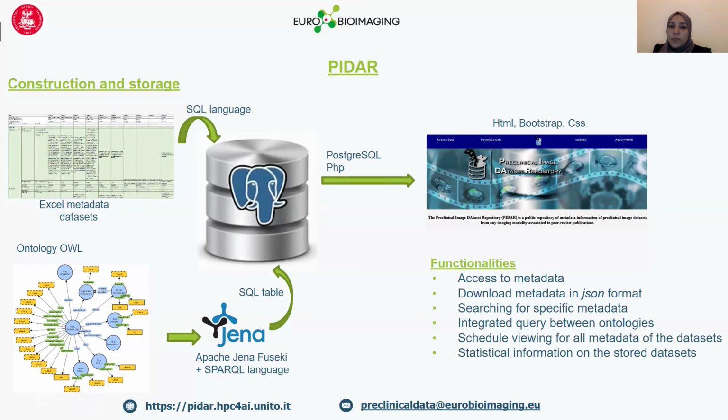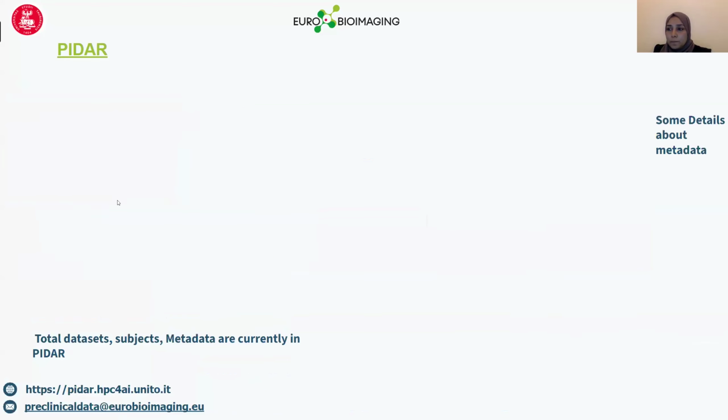The functionality of PIDAR: first, access to metadata related to preclinical image datasets, and download the metadata in JSON format. There is a drop-down menu where the user can search for specific metadata in a specific field or domain, like cell lines, disease model, drugs, etc., and integrated query between ontology, synonyms, and terms. There is schedule viewing for all the dataset metadata and statistical information on the stored datasets.